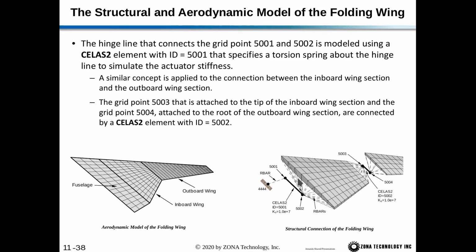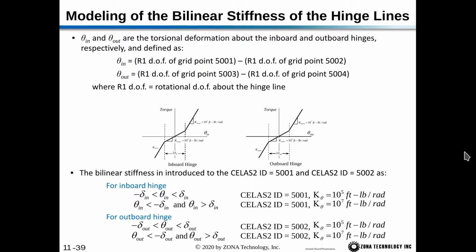So this is our structure model, and this is the aerodynamic model. We have the fuselage, the inboard wing, and the outboard wing. Next, we need to model the bilinear stiffness of the hinge lines. Theta in and theta out are the torsional deformation about the inboard and outboard hinges, respectively.